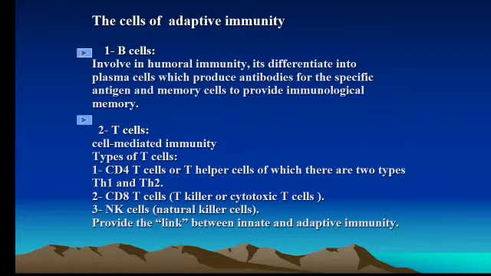Humoral immunity is different from the one we mentioned before. The CD4 T cells, or T helper cells. They use both names interchangeably. CD4 T cells or T helper cells, which are T helper cell 1 and T helper cell 2, Th2. There are two types of these T cells.